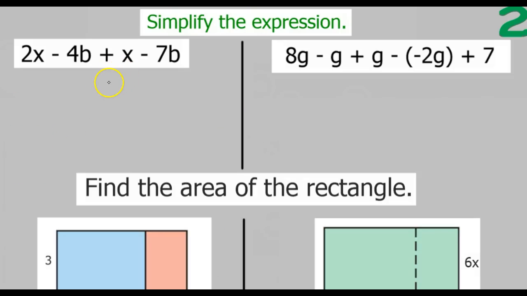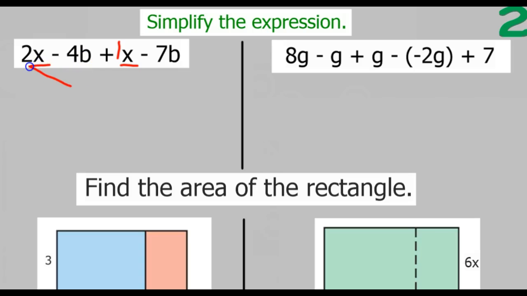Now let's do a review of combining like terms. So first of all, we've got to look and see if we can find any letters. The first letter I see is x. So I know I have 2x. I also have an x here. So that's 1x, because there's nothing in front of it, so we can put a 1 there.